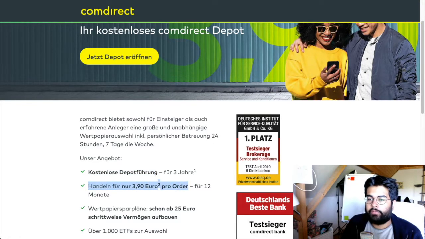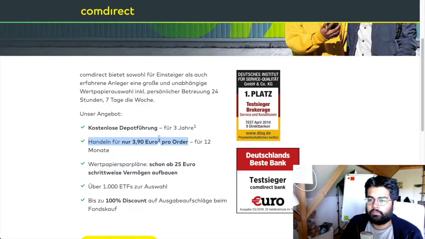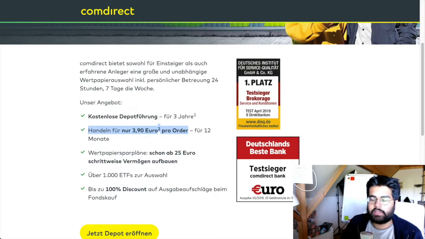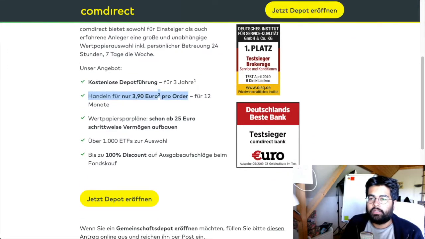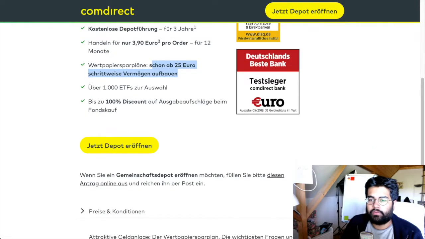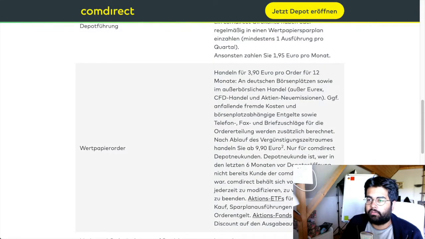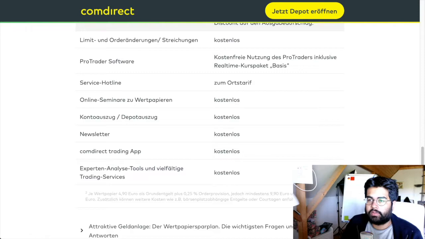Then you have €3.90 per order for the first 12 months, and then again it changes. But I think for starting, it is a really nice way to get started with the entire story. You have your Sparplan, the same thing that you can save per month. You can do it already from €25. If you want to take a look at the conditions and everything, you can read these. These are really interesting things.